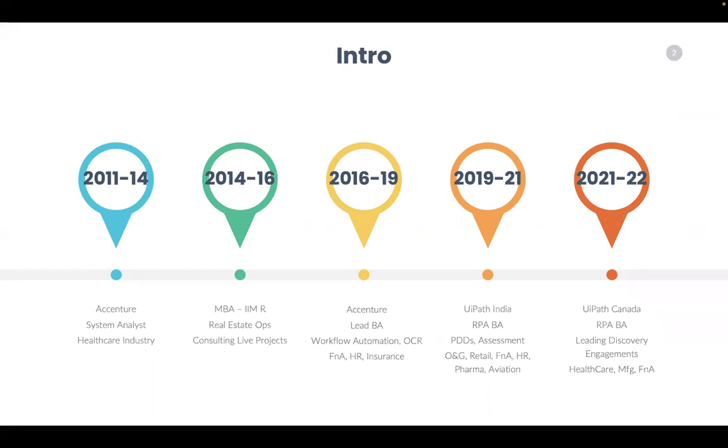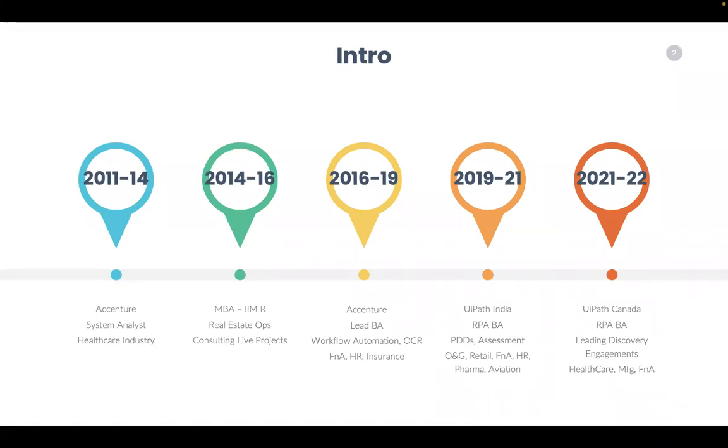And in 2016, after having the internship experience, I felt IT would suit me more. I again joined Accenture, but in a lead business analyst role. The nature of my work was automating workflows in finance and accounting, HR and insurance. At that time I had the least experience or exposure on the RPA side, but it was workflow automation using in-house tools and OCR. OCR stands for optical character recognition.